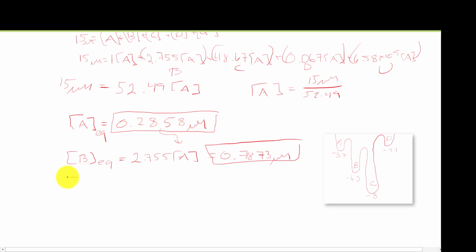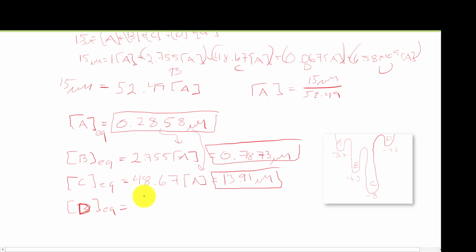Let's do the same thing for C. C was 48.67 of A. A lot more here. And we should expect this to make up the bulk of it because it's the lowest energy state. So again, we're going to plug this in for A: 0.2858 times 48.67 is 13.91 micromolar. That's almost all of the 15 micromolar we have, and that makes sense because it's the lowest energy conformation. And finally, we got D and U.